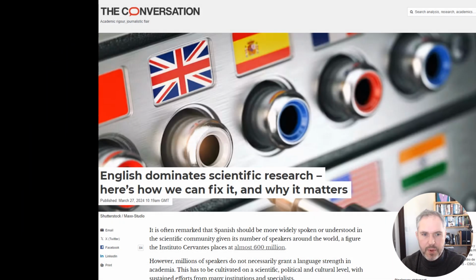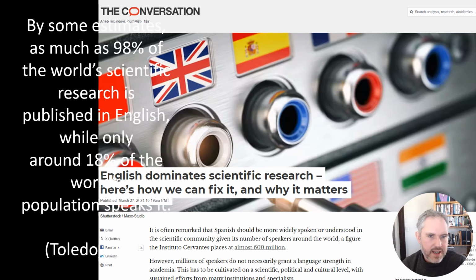It's especially important in today's world when you consider just how much English dominates the world of science, which obviously is the world of our knowledge, the world of our understanding. Some estimates have claimed that as much as 98% of the world's scientific research is published in English, but only 18% of the world's population actually speaks it.